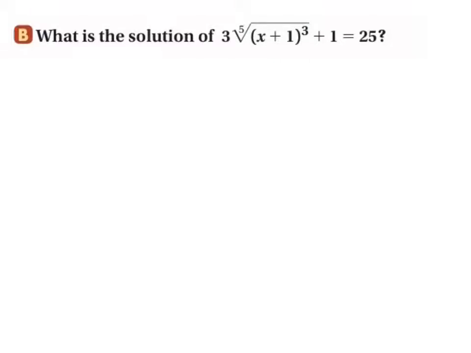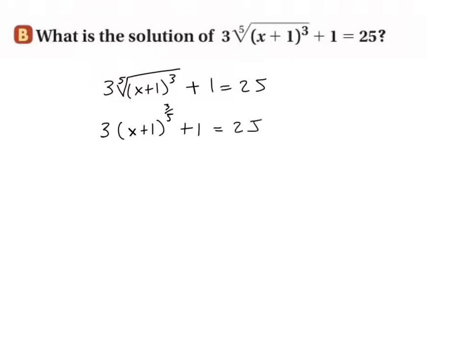All right, so we're looking at a very similar situation here. Let's say 3 times the 5th root of x plus 1 to the 3rd power, plus 1 equals 25. What I want to do to start this problem is turn this radical expression into an exponential one. So it's going to be 3, and then you've got x plus 1 to the 3/5 power, plus 1 equals 25.